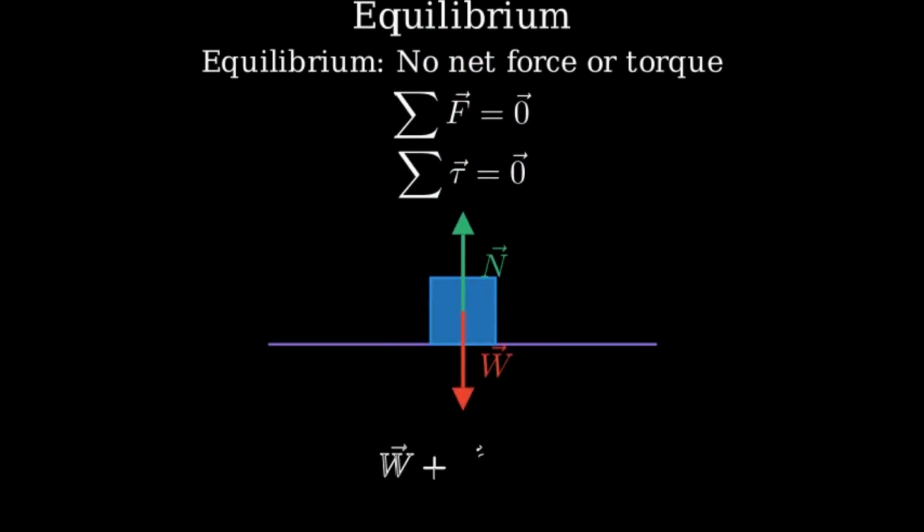Let's look at a simple example of equilibrium. Imagine a block resting on a table. It's in equilibrium because the weight force pulling down is balanced by the normal force pushing up.